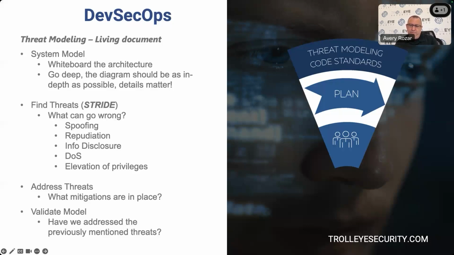Then after that, you address the threats. What mitigations can we put in place? How do we stop an attacker or monitor for this type of threat? And then next is validation model. And you're really trying to find out, did we address the threats previously found last time?